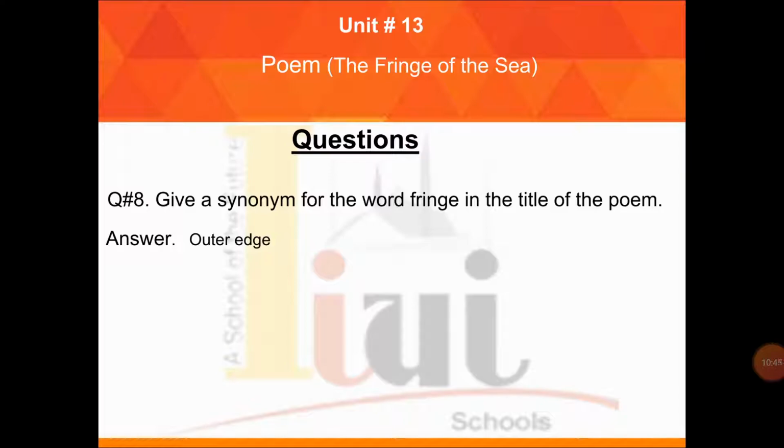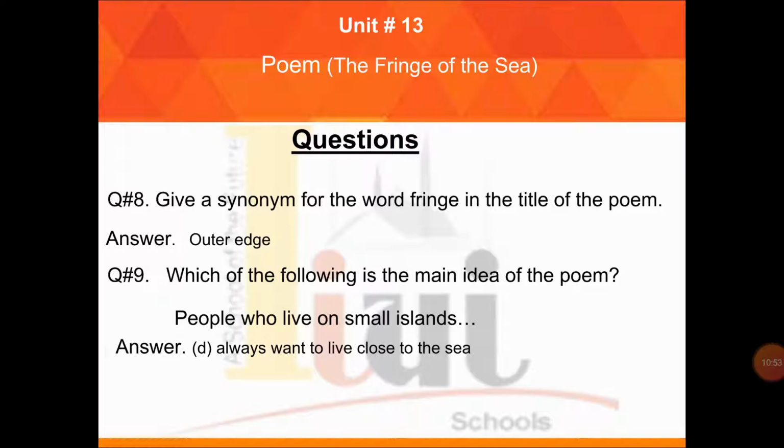Now come to page number 86 of your student's book, where the questions continue. Question number 9 is, which of the following is the main idea of the poem? Here again, you don't need to write this question because you have to mark the correct answer on your book. The options are: never want to wear shoes. Is it about wearing shoes? No. Never want to work on the sea. Is it about only working on the sea? Third is always want to live close to the sea. And option D is always want to live somewhere else. So yes, the correct answer is option C, always want to live close to the sea. Mark option C as correct.